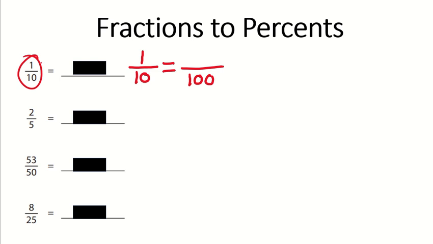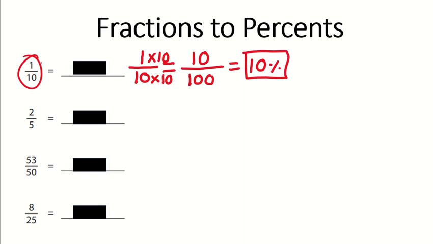And to do that, I can just say, well, 10 times what equals 100? Well, I know that 10 times 10 equals 100. And what I do to the bottom, I've got to do to the top. 1 times 10 is 10. And 10 out of 100 is the same as 10%.